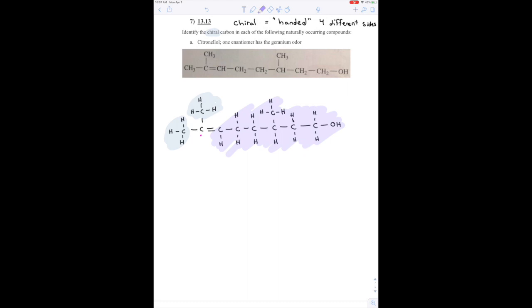But that's only 2 different things. You have the CH3s in that sort of gray, and then you have that gigantic weird purple thing. So it's 2 different groups. In order to be chiral, you have to have 4 different groups. That carbon is not chiral.